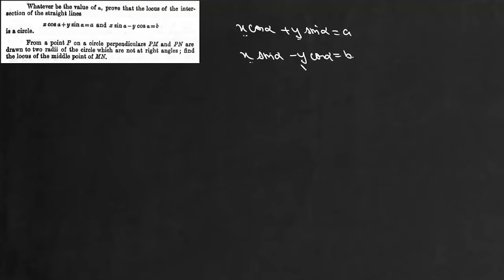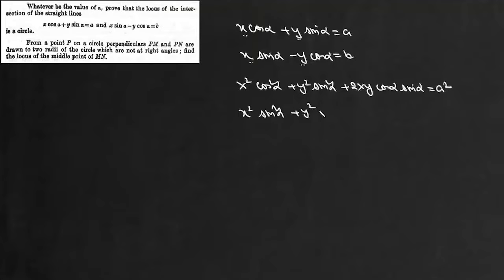I don't want to change it to h, k and then change it again to x, y. Now we have to eliminate alpha. So what we'll do is we'll simply square and add the two equations. So here it is x square cos square alpha plus y square sin square alpha plus 2xy cos alpha sin alpha, and that will be equal to a square, and here will be x square sin square alpha plus y square cos square alpha minus 2xy sin alpha cos alpha, and that will be b square.